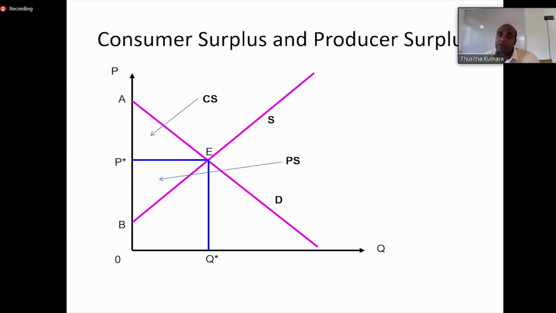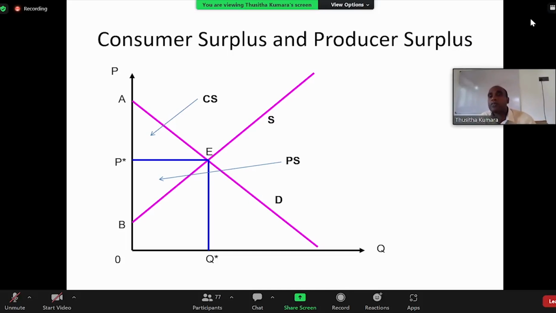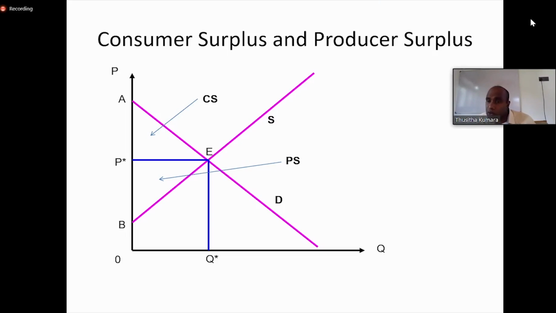To learn that, we have to take the two concepts that we learned in the previous to previous class. That is consumer surplus and producer surplus. Under equilibrium, consumer surplus is the additional gain by the consumer because of the equilibrium price, and producer surplus is the amount additionally gained by the producers because of the equilibrium price. We discussed those in detail, right?